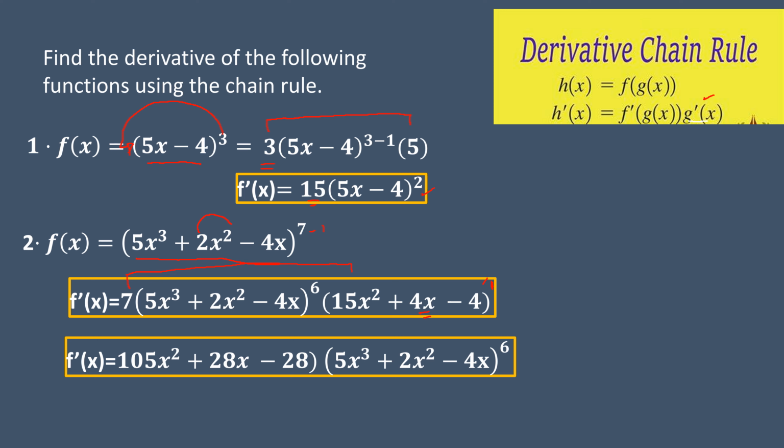Thus, we have 7 times 15x squared, which is 105x squared. The 7 times 4x is positive 28x. And the 7 times negative 4 is equal to negative 28. And you just write this expression next to this. Anyway, you can still consider the 5x cubed plus 2x squared minus 4x quantity to the power of 6 to be written ahead of this expression.